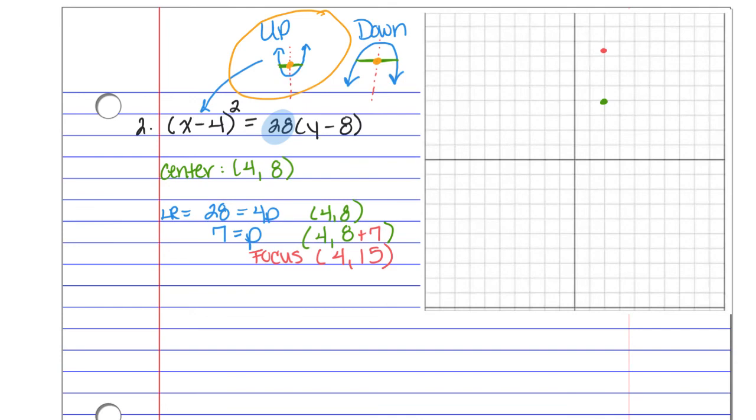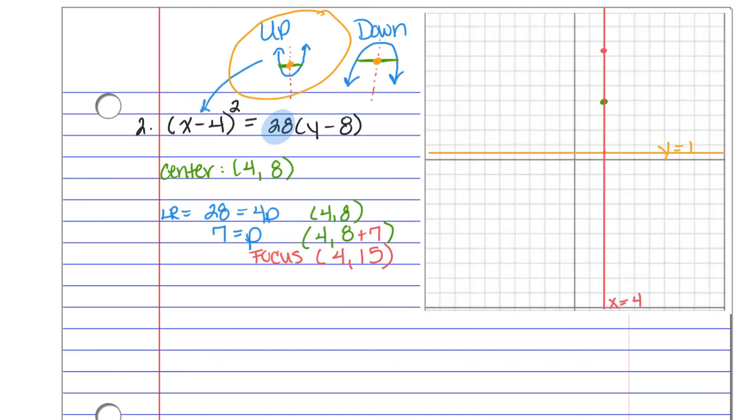If my focus is 7 units above my vertex, then my directrix is 7 units below. So 2, 4, 6, 7. So I have a directrix that is at the line y = 1, which means that I also have my axis of symmetry that's going to pass through my focus and my vertex, is perpendicular to my directrix, and that is at the line x = 4.